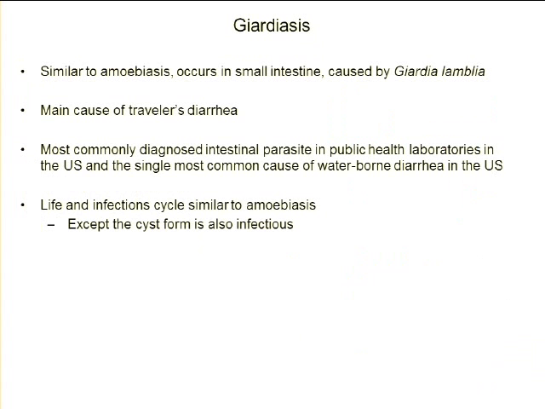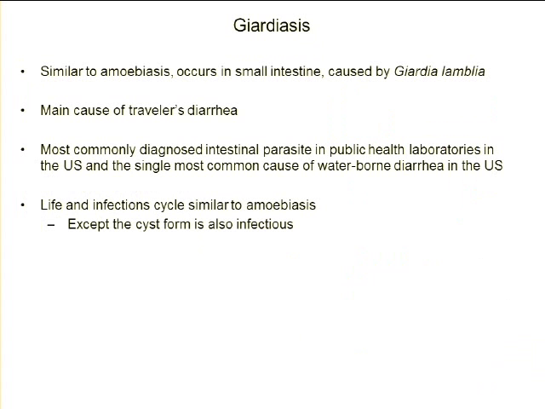Giardiasis is similar, but this organism, Giardia lamblia, affects the small intestine. Okay? So Giardia lamblia is the cause of giardiasis, and it's the main cause of traveler's diarrhea and most commonly diagnosed intestinal parasite in the U.S. And it's the single most common cause of waterborne diarrhea in the U.S.